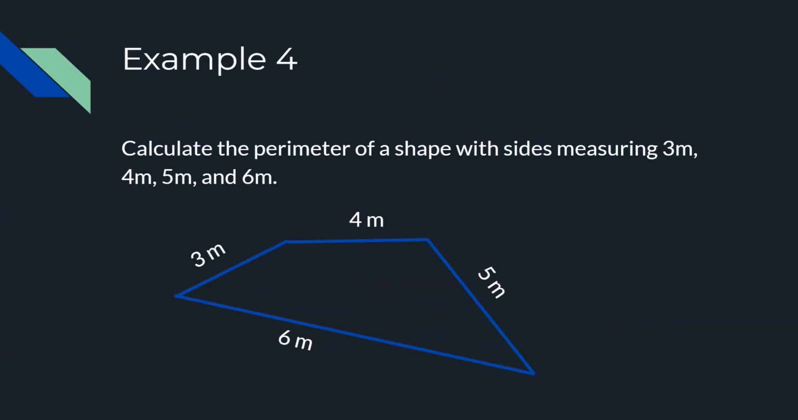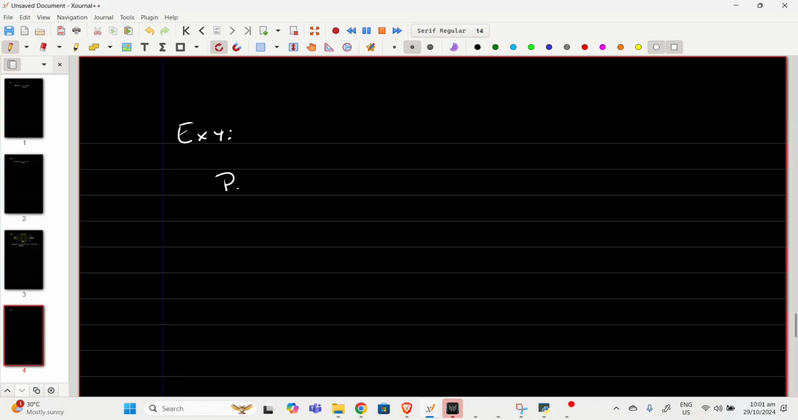Here's an example. Calculate the perimeter of a shape with sides measuring 3, 4, 5, and 6. So to determine the perimeter, we simply need to add this here, here, and here. Alright, so let's determine the perimeter. The perimeter would be equal to the length of each side added together.